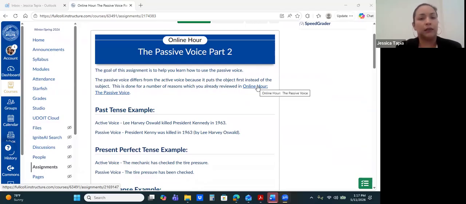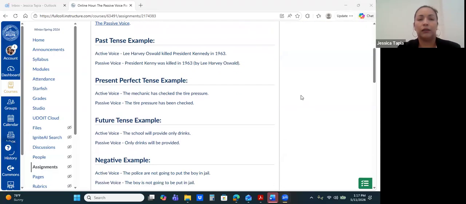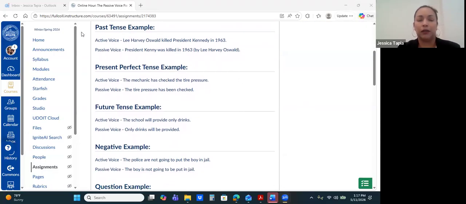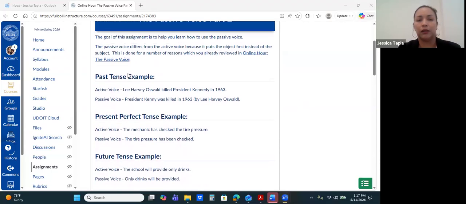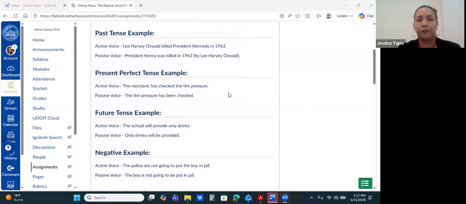So the goal of this assignment is to help you learn how to use the passive voice. The passive voice differs from the active voice because it puts the object first instead of the subject first, right? This is done for a number of reasons, which you already reviewed in Online Hour, the passive voice. So let's give you some examples. And this time we're going to be doing different verb tenses, so I put some different verb tense examples here.